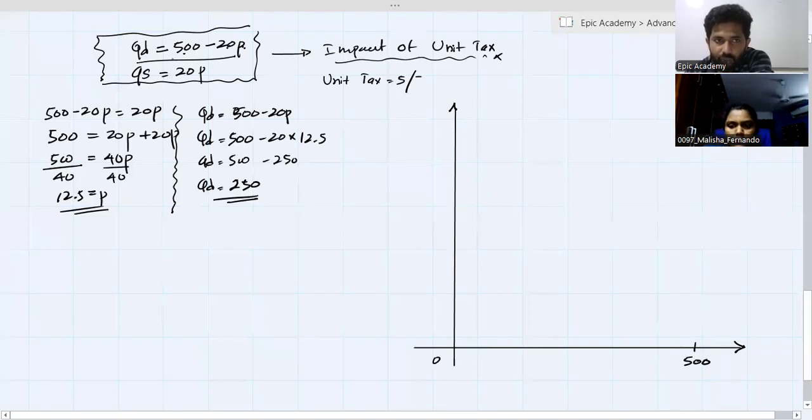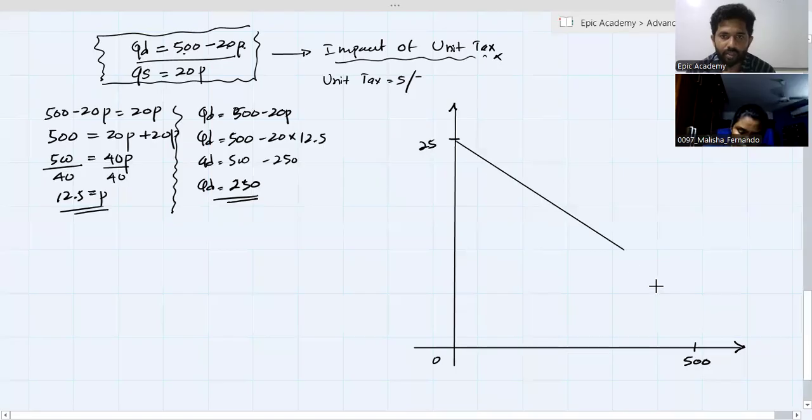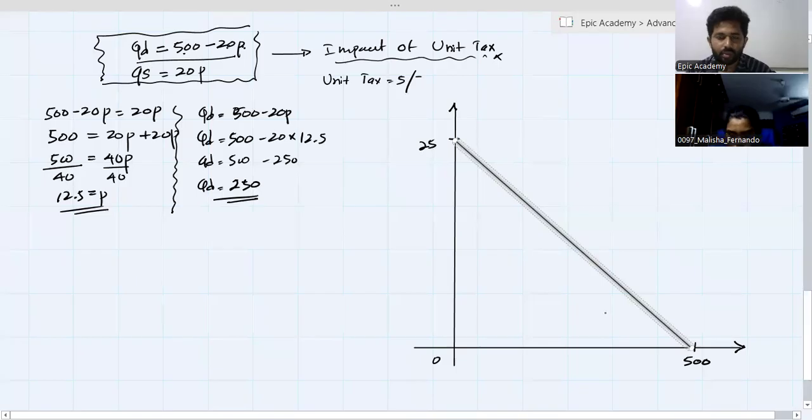Just assume that QD equals 0. That means 0 equals 500 minus 20p. Change the side of the 20p, it becomes plus 20p. That means 20p equals 500, isn't it? That means 500 divided by 20. It is 25. So this crossing point is 25. You can also do it without calculation.